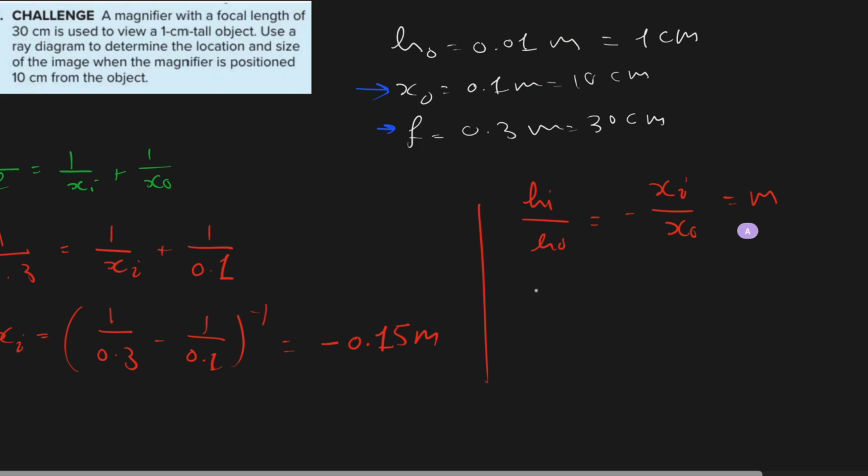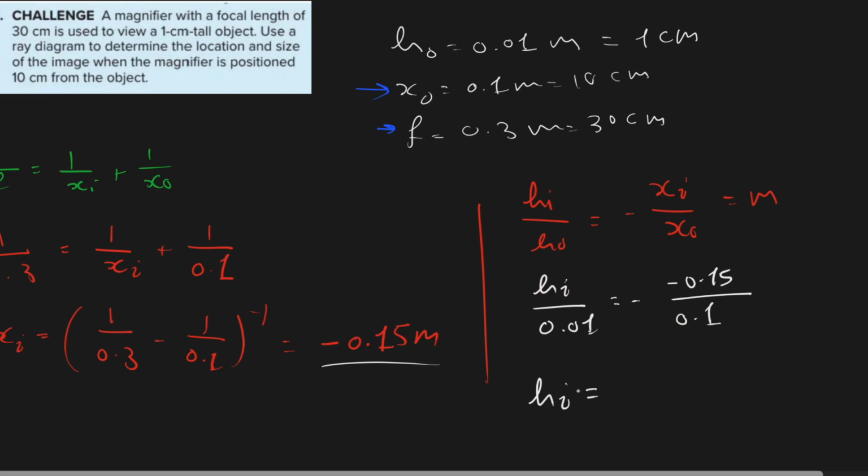And let's do it. So we don't know hi, but we know the height of the object. It's 1 centimeter, so 0.01 is equal to negative x of the image. We just found it, so negative 0.15 divided by xo, which is 0.1. So this is going to help us find hi. So what is hi? Let's use the calculator again. And the answer is 0.015 meters.